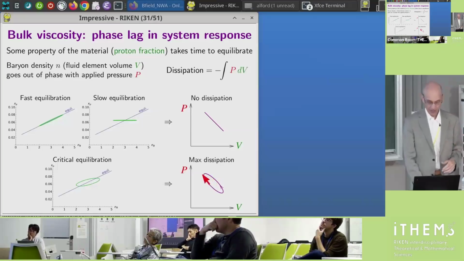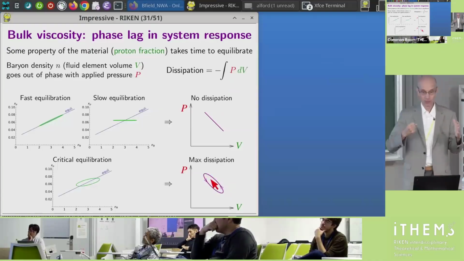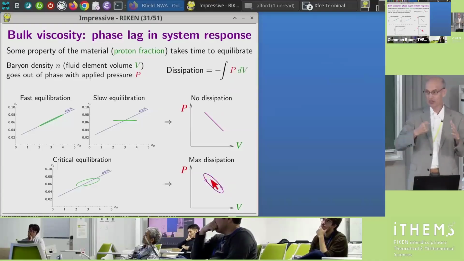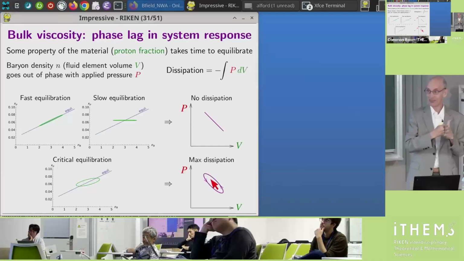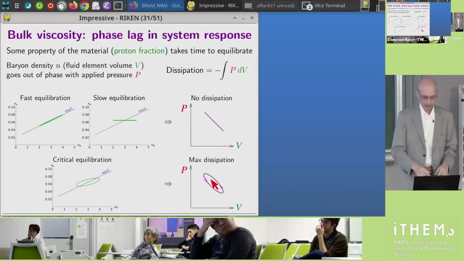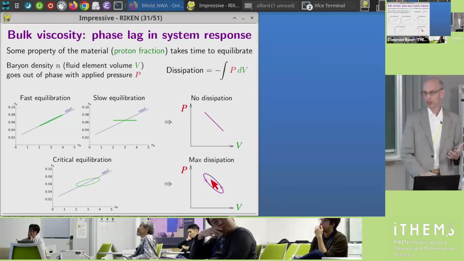And that means the area of this loop here is the net PdV work that you, the force that's imposing this oscillation, do on this fluid element when you put it through one of these cycles, because you do more work compressing it than it gives back when you uncompress it. And that's bulk viscosity. Okay, that's what bulk viscosity is.